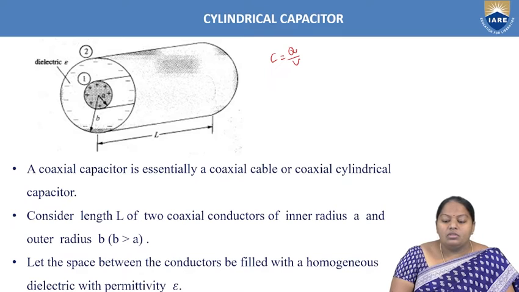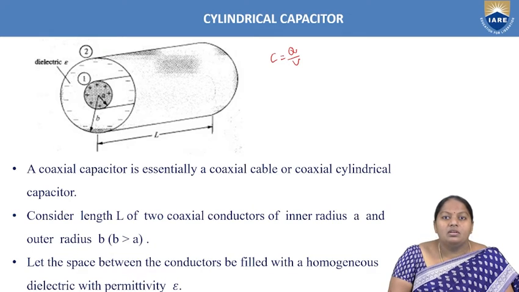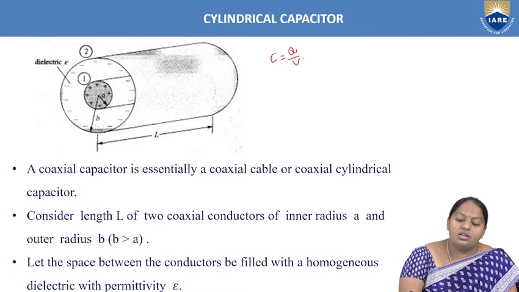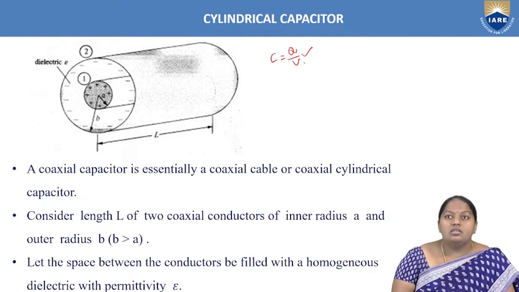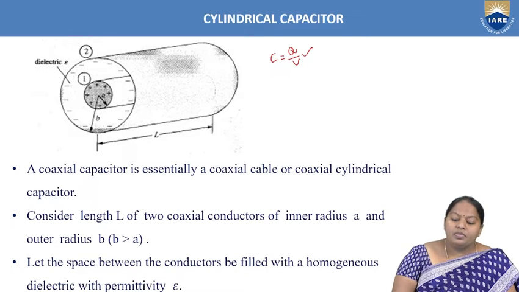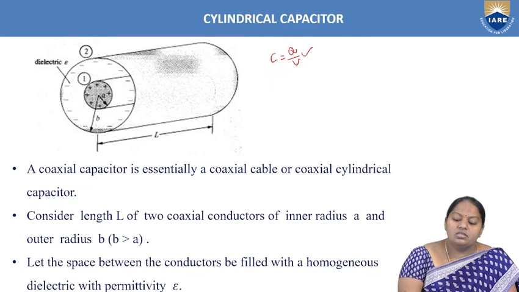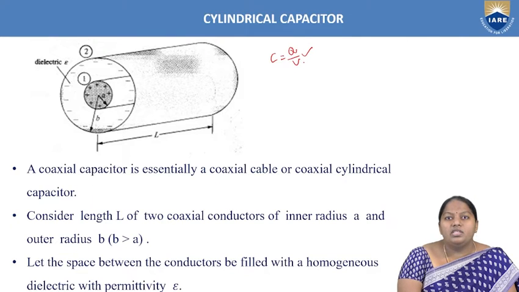Now, in order to calculate the capacitance of whatever type of capacitor, whether it is a parallel plate capacitor or cylindrical type capacitor or spherical type capacitor, we need to consider the fundamental equation, C equal to Q by V. Now from that, we'll calculate how much charge exists. Then we need to calculate the potential difference between the two plates. Then finally, we have to substitute Q and V in the capacitance equation.